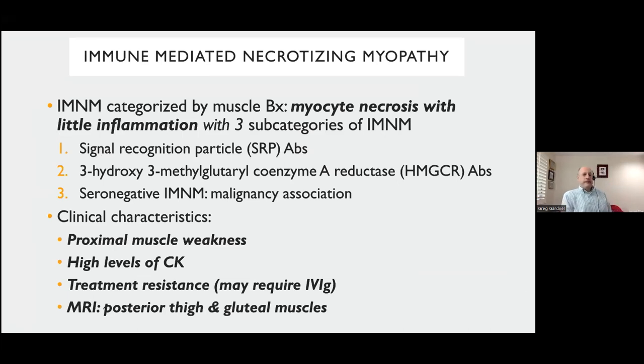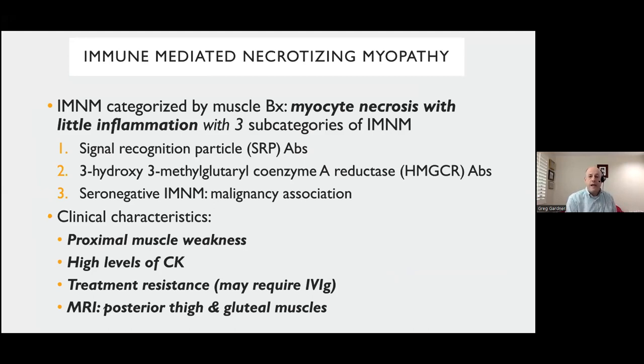All right. This next one is a relatively new description. It's only been around for about 10 years. And it's called immune-mediated necrotizing myopathy. So on biopsy, what you see is lots of necrosis with little inflammation. And there's three categories. There's this SRP antibody positive, that is very hard to treat.